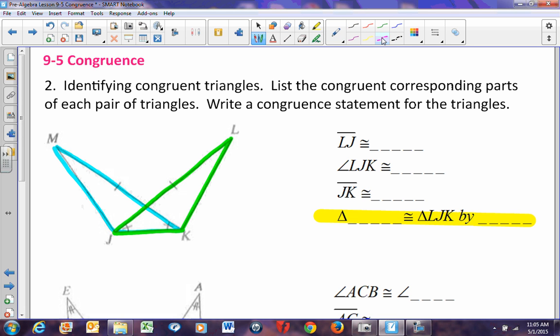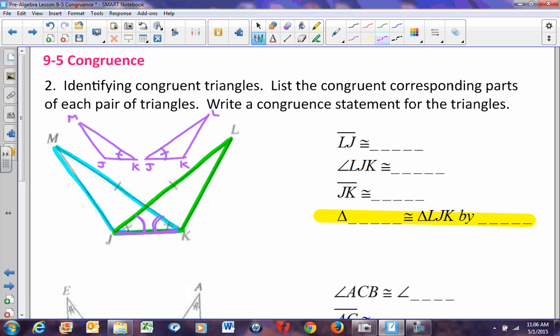So I'm going to separate them. I'm just going to sketch them right up here, right above, so that I can keep track of every part. So this is J, and this is K for both triangles, because they both share JK right down here. This is M here, and this is L here. Now I'm going to mark what I know. It tells me here that acute angle J, this small acute angle J here, is congruent to this small acute angle K here.